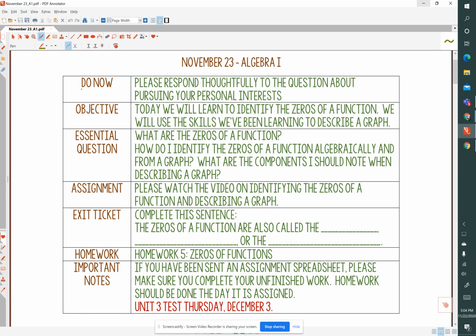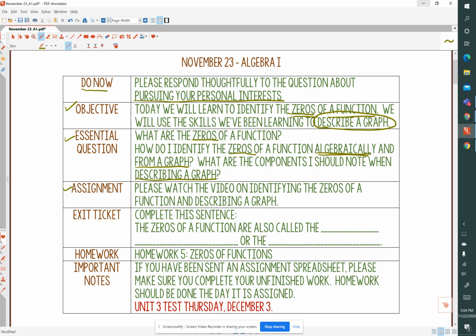First, we're going to do our Do Now, where we talk about pursuing our personal interests. Our objective for today will be to identify the zeros of a function, and we're going to use the skills that we've been learning to describe a graph. Our essential question: what are the zeros of a function? How do I identify the zeros of a function algebraically and from a graph? And what are the components that I should note when describing a graph?